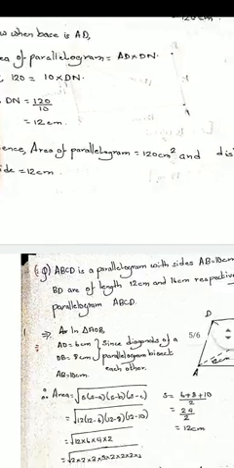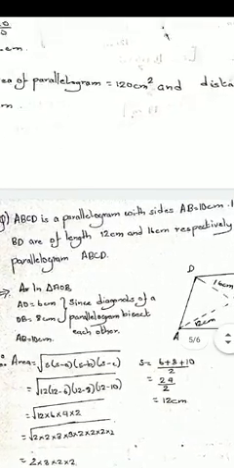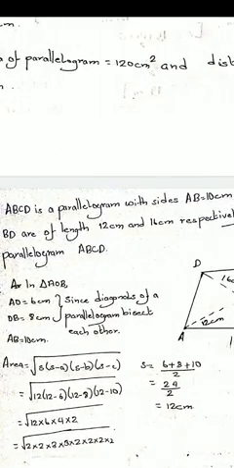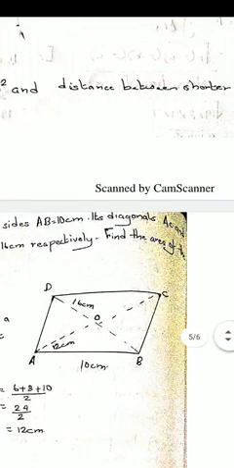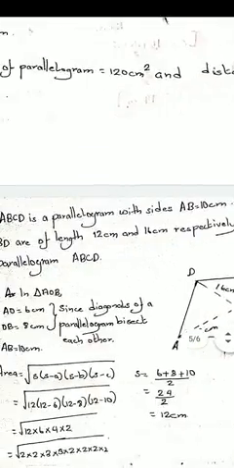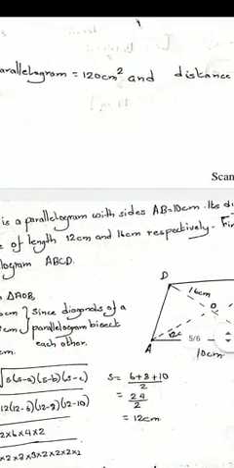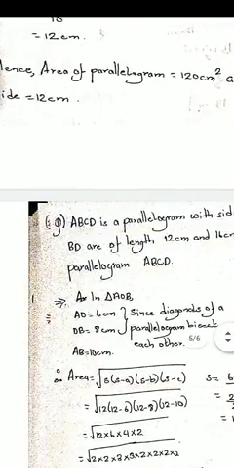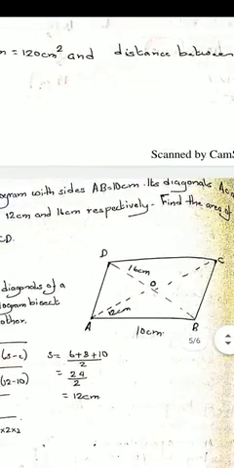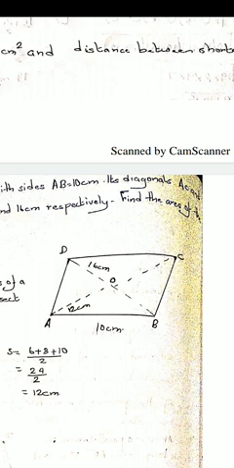Okay, so let us try to do another question that is based on parallelograms only, which says ABCD is a parallelogram with side AB equals 10 centimeter. Its diagonals AC and BD are of length 12 centimeter and 6 centimeter respectively. Find the area of the parallelogram ABCD. Okay, so this is the diagram that I will get from the information that I have in the question. AB is 10 centimeter and these diagonals are like that.